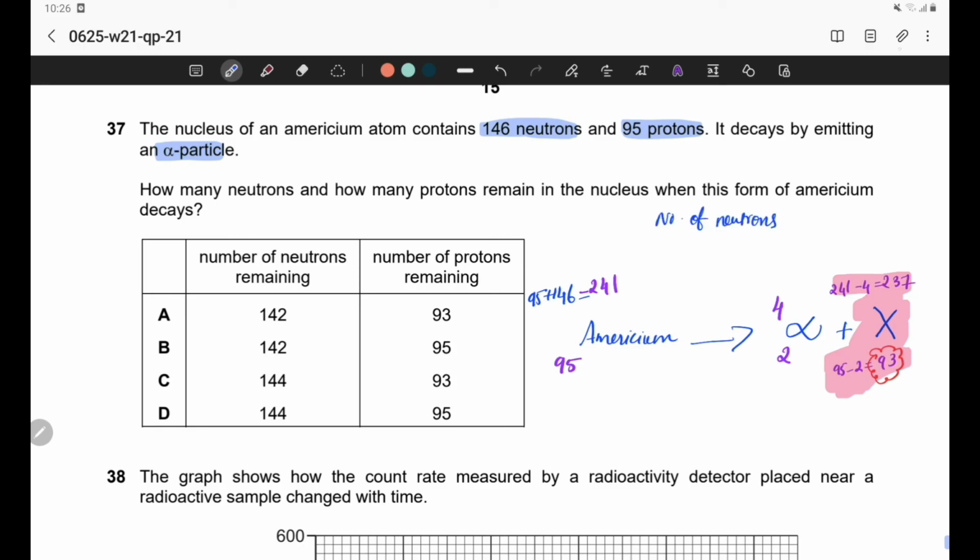the number of neutrons we can calculate by subtracting the number of protons from the mass number, and the mass number here we have is 237. So we can subtract 237 minus the proton number, which is 93, and the answer is 144. So the proton number is 93 and the neutron number is 144. Therefore the correct answer is option C.